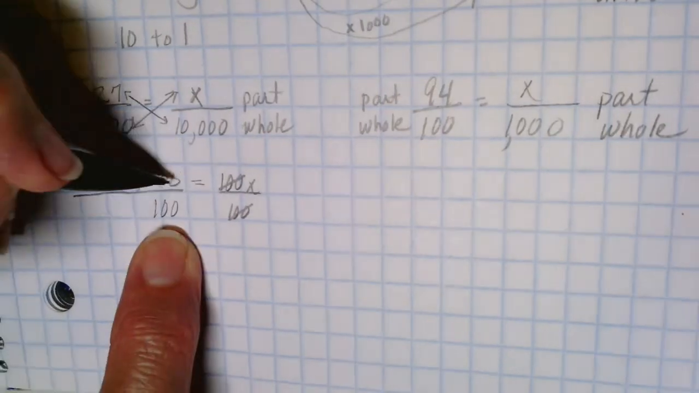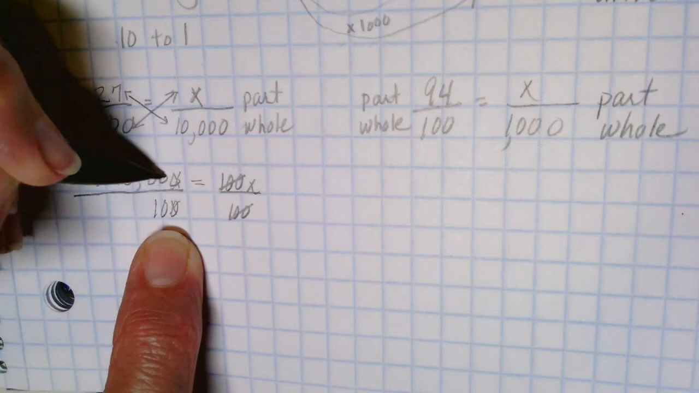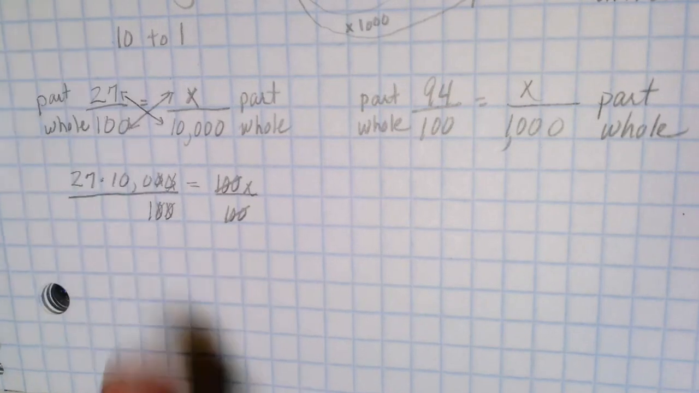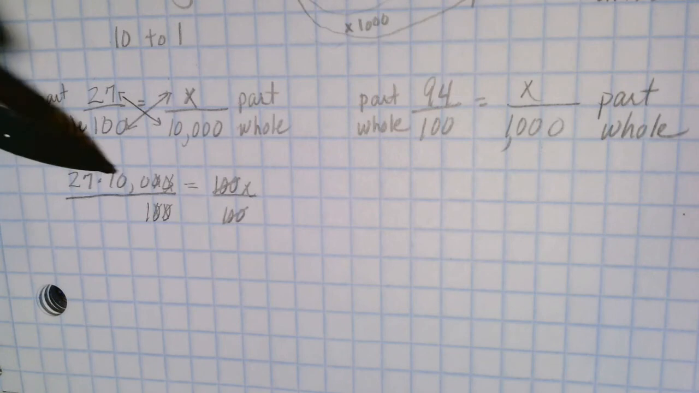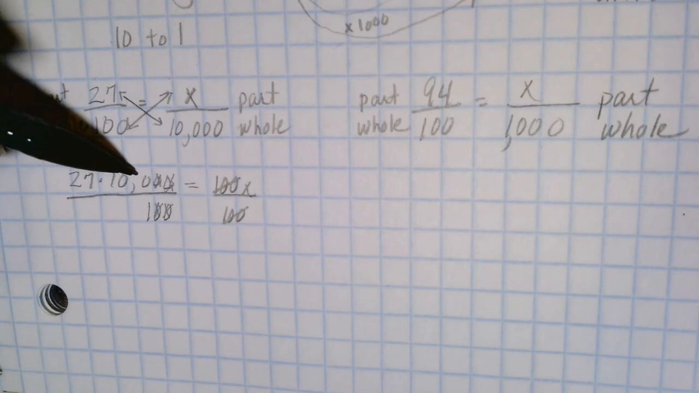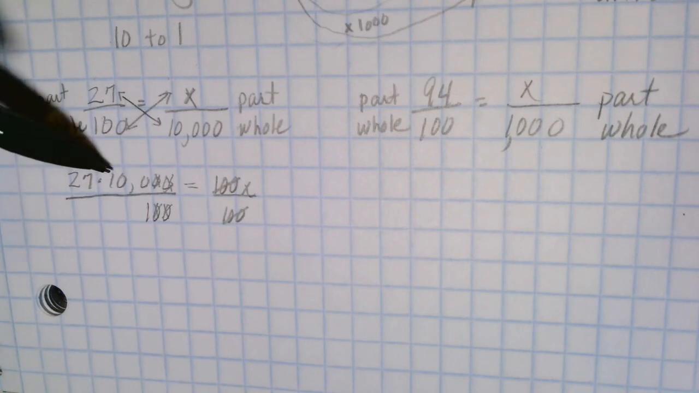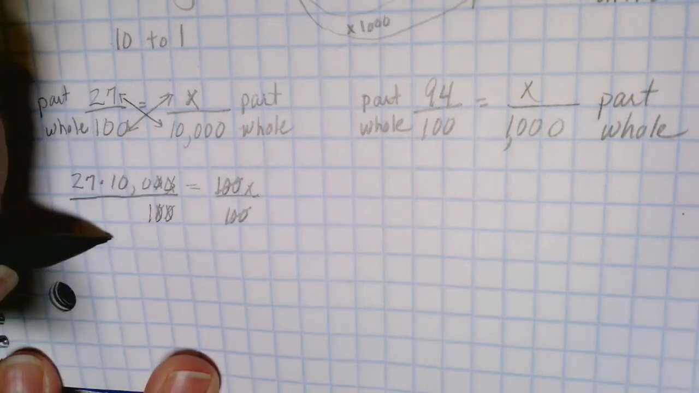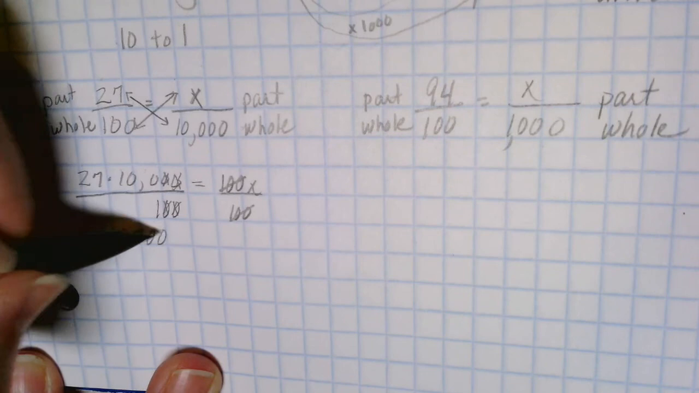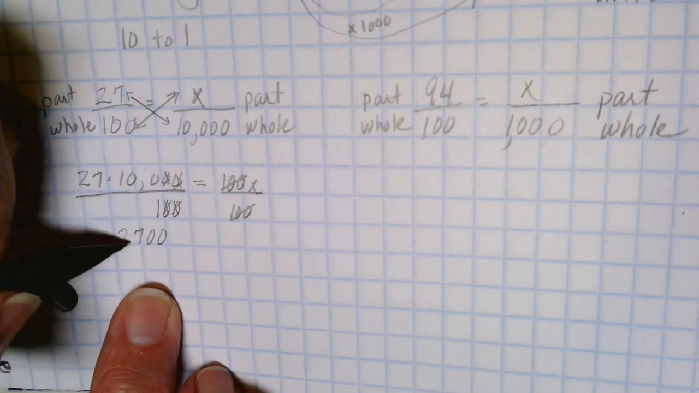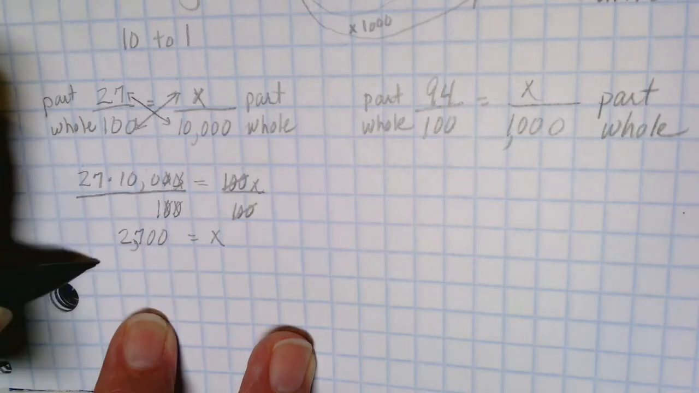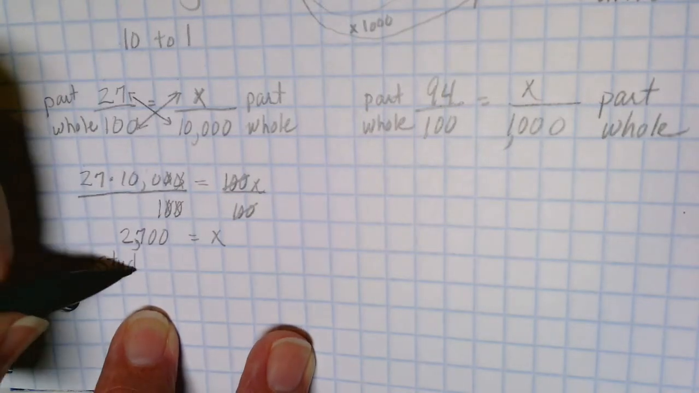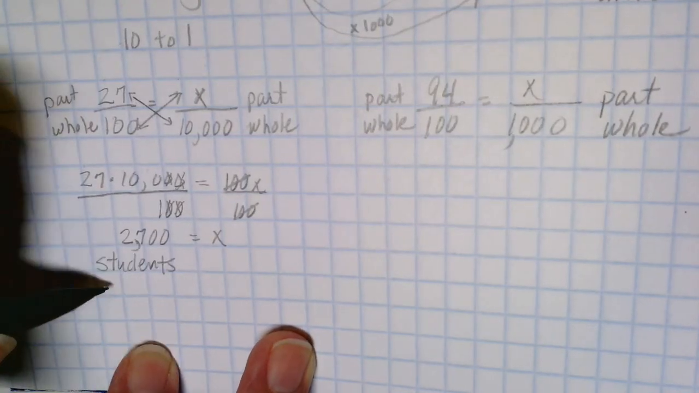I can divide and cross out these zeros right here and be left with 27 times 100. And 27 times 100, a 1 with 2 zeros after it, is 2,700, or 2,700 would be equal to x. So that's the number of students that would be driving.